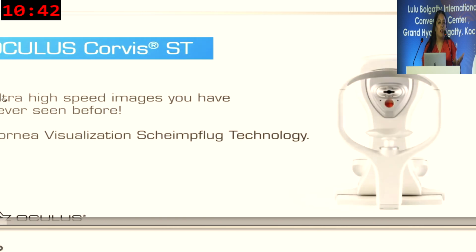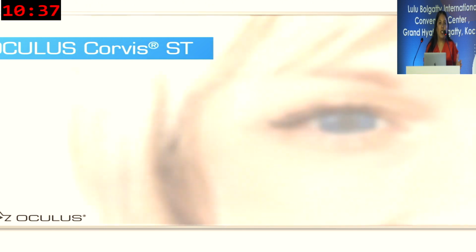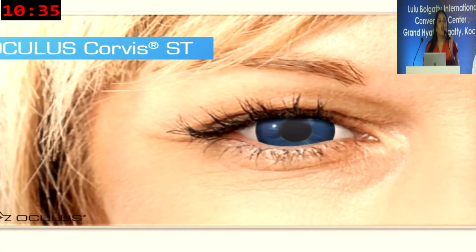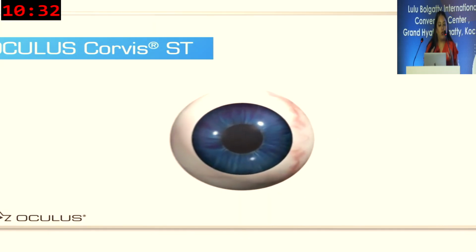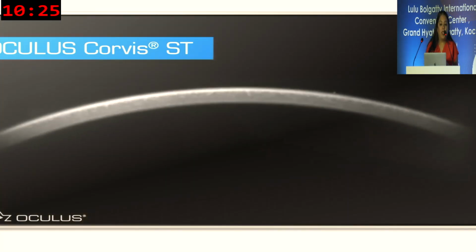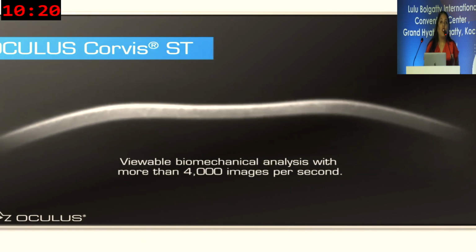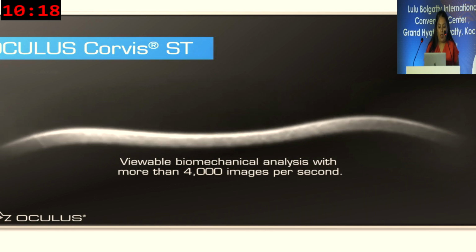Now, why we talk so much about biomechanics is that we now have a commercial device to really monitor the biomechanics. The device we use is the Corvis ST. Corvis basically stands for corneal visualization with Scheimpflug technology. So you're using the images, 4,000 images that can be captured in a second. And because the air puff that is used to deform the cornea lasts for 31 milliseconds, we are going to have 140 images of the cornea.